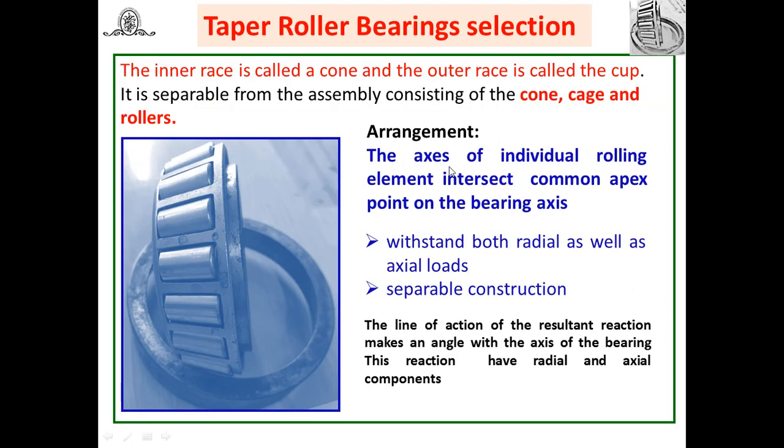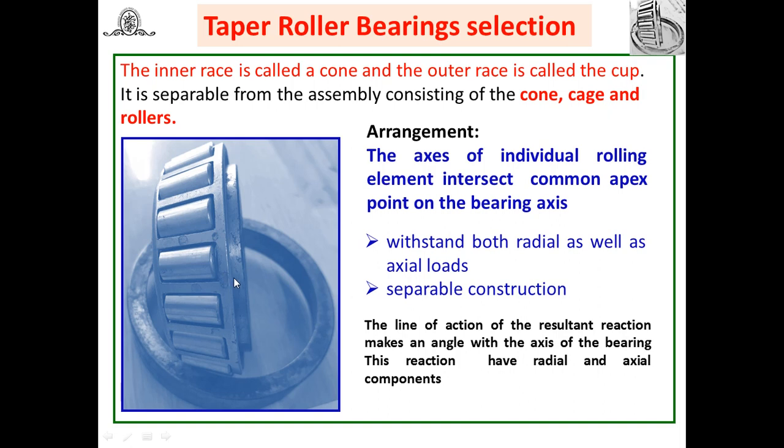We know very well, as discussed in earlier sessions, the construction of a taper roller bearing. It consists of two main parts. One is a cone, another one is a cup. So you know very well the inner race, look at this. The cone, cage, and rolling elements together are called a cone, and the outer race is called a cup. But here cone and cup are separable from each other. And this separable assembly of a cone consists of cone, cage and rollers.